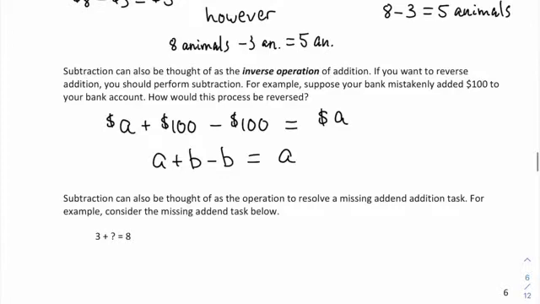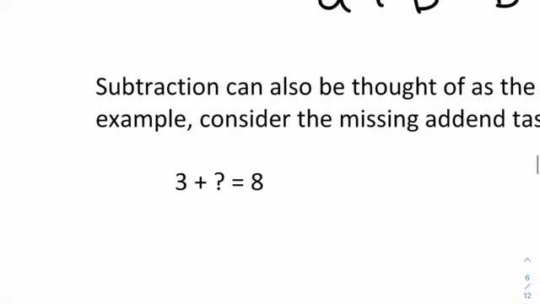Subtraction can also be thought of as the operation to resolve a missing addend addition task. For example, consider the missing addend task below. So you say, hey, I have 3 of something and I add an unknown amount and I get 8. Right? So this is called a missing addend addition task.